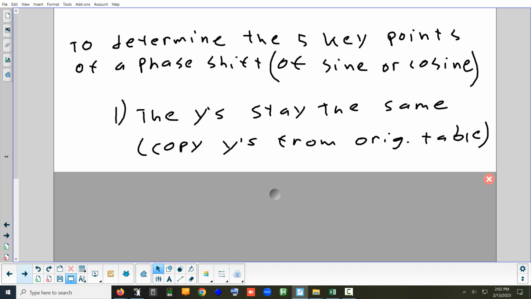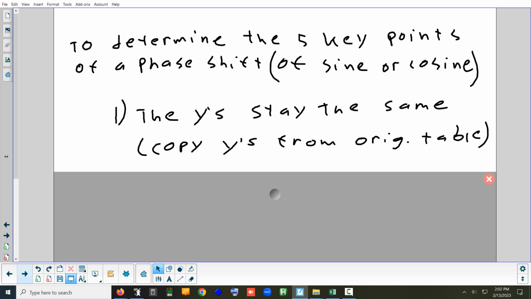So the goal now is to take that original table I gave you that had 5 points in it and do something to it so we can figure out our transformation. The first step is to copy down the y's. Those will stay the same.